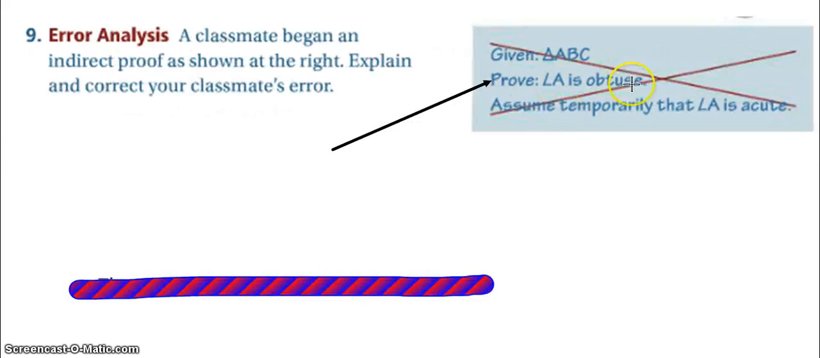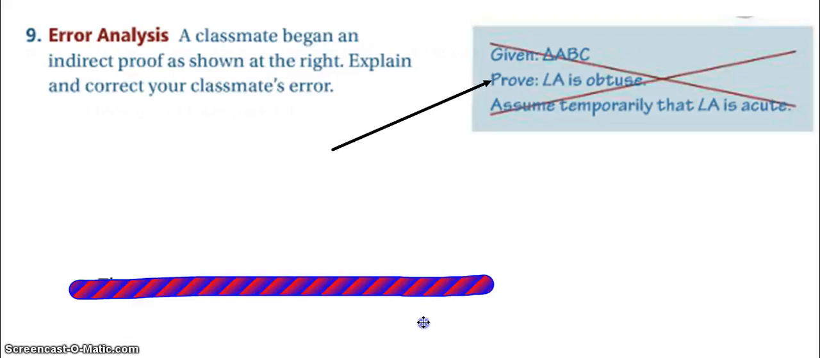So since this is our prove statement here in number 9, we have to figure out what is my classmate's mistake. They said assume temporarily that angle A is acute, but that's not right. That's not the correct negation statement. So take a second to think about this on your own. Pause the video if you need. Their issue is that A could be acute, but it also has other options. To not be obtuse, well, obtuse just means larger than 90 and less than 180.